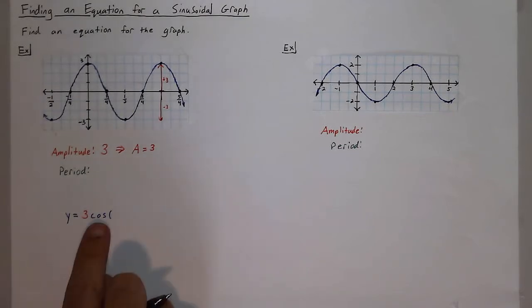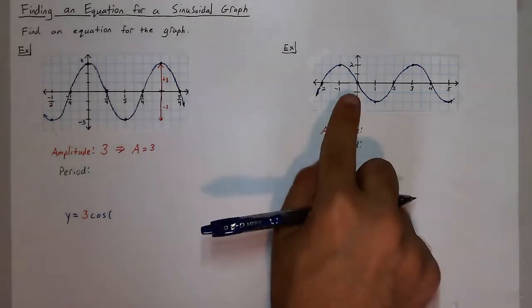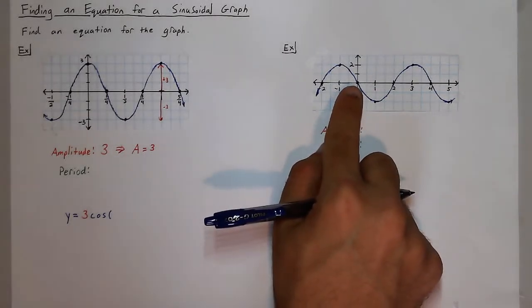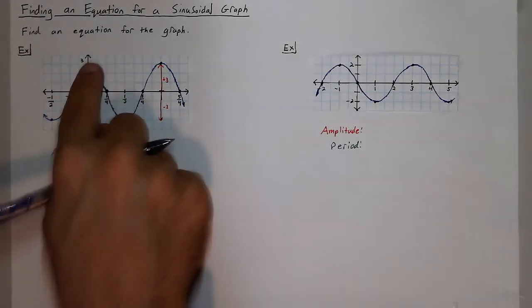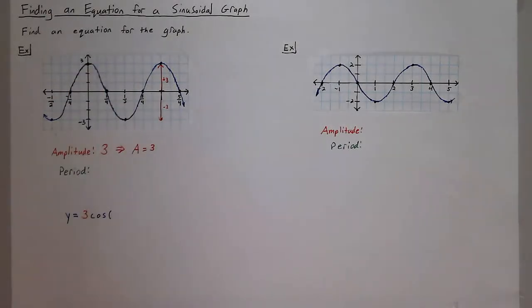Again, using cosine because it doesn't start at 0. This next example we'll see in a little bit does start at 0. That will probably be a sine function. But this will be cosine since I'm starting at a value other than 0.